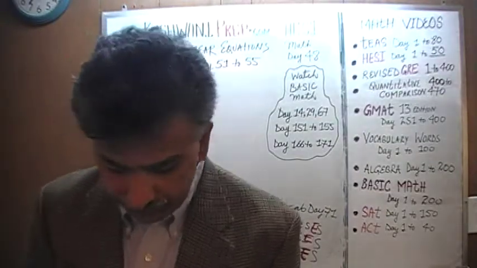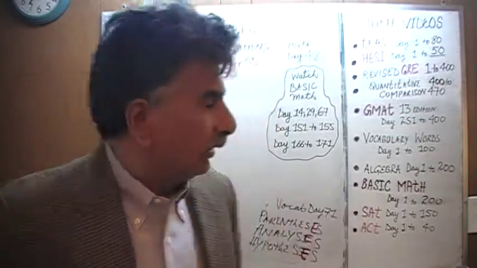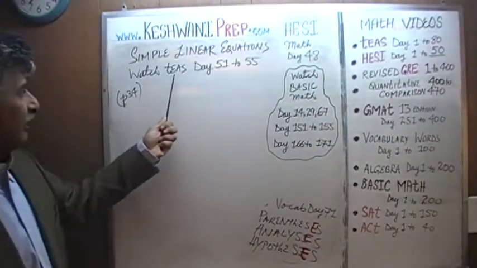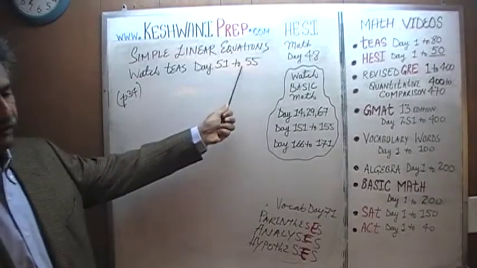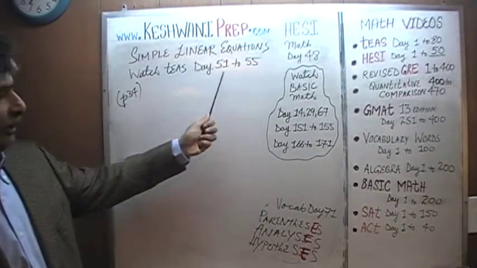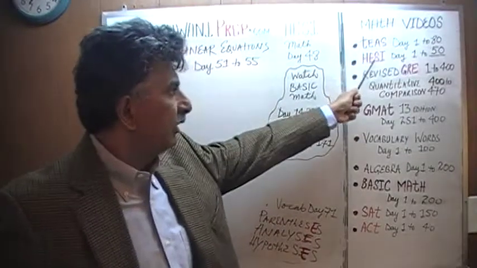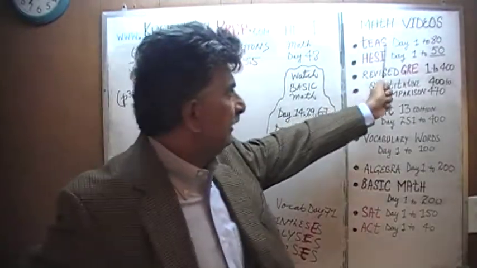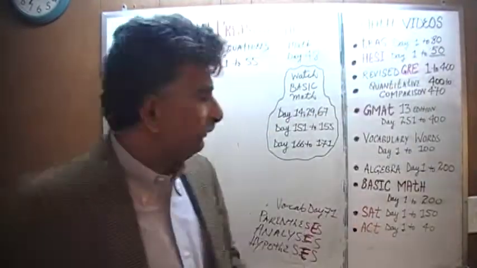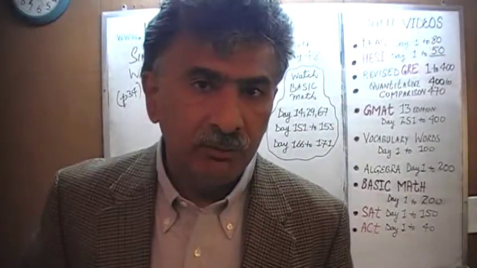If you feel that 7 problems is not enough, and you need more practice, here are some other videos you can watch. Just type in TEAS Math, day 51 through 55. There are 5 videos there which are very similar to the problems that you will encounter on the HESI. The math on the TEAS is very comparable to the HESI. TEAS is a series of 80 videos, and day number 51 through 55 is where you're going to find the problems dealing with simple linear equations.